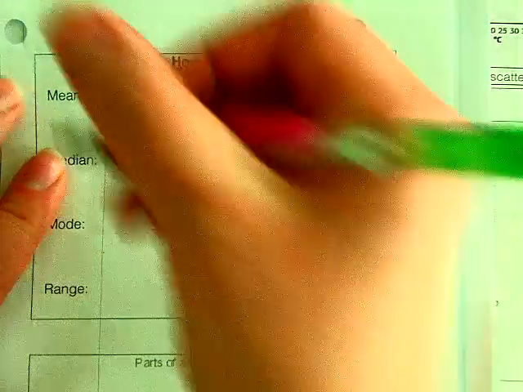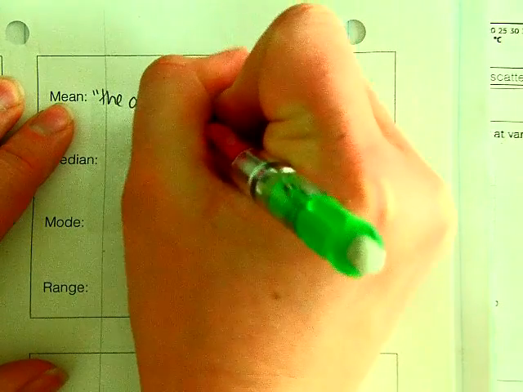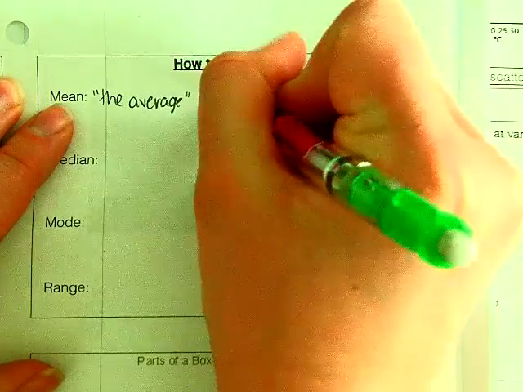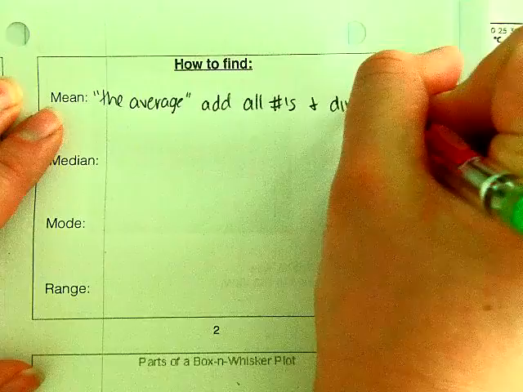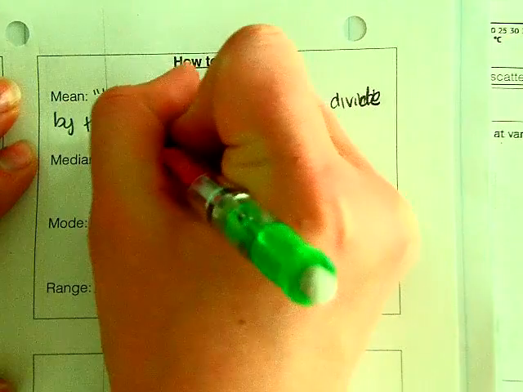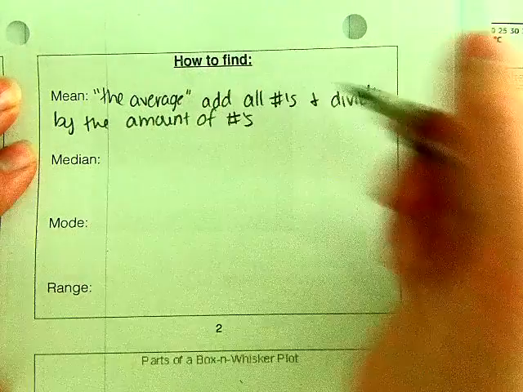The mean is what most people know as the average. That's when you add all numbers and divide by the amount of numbers that you added.